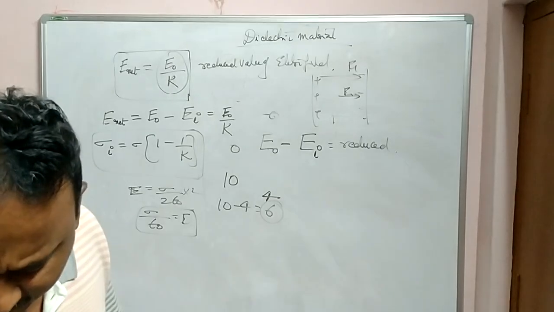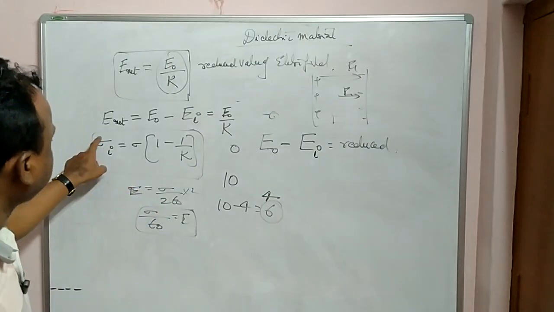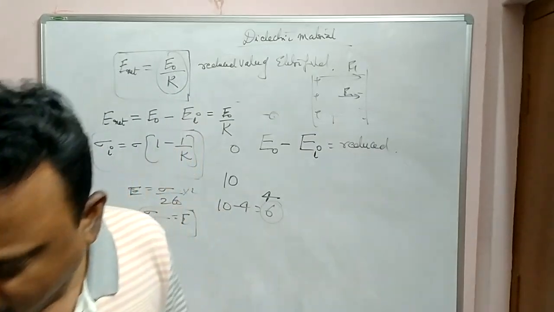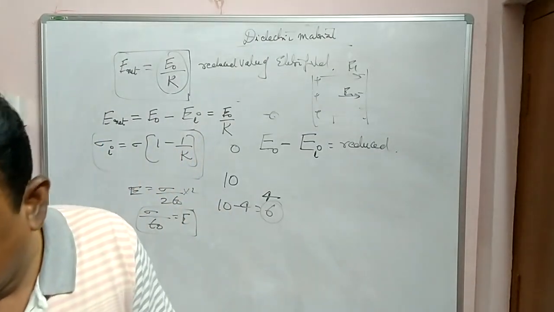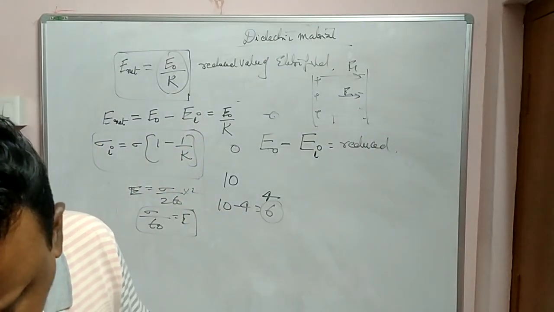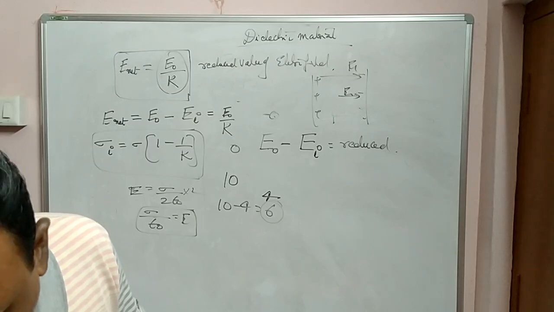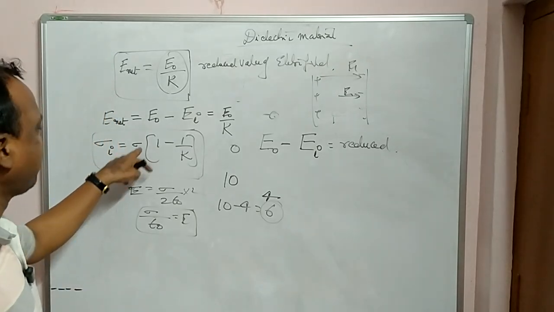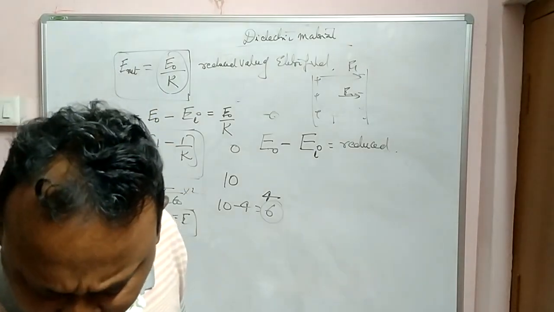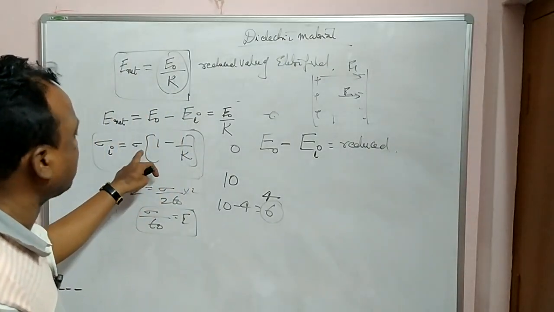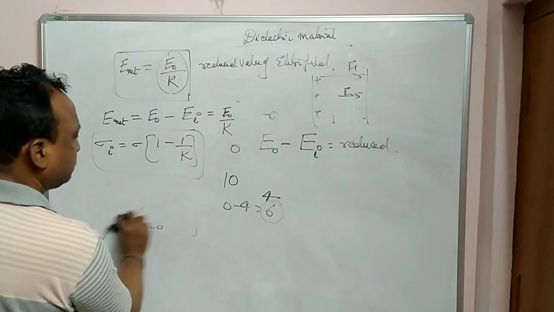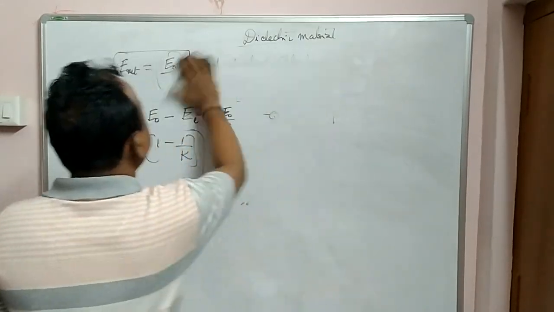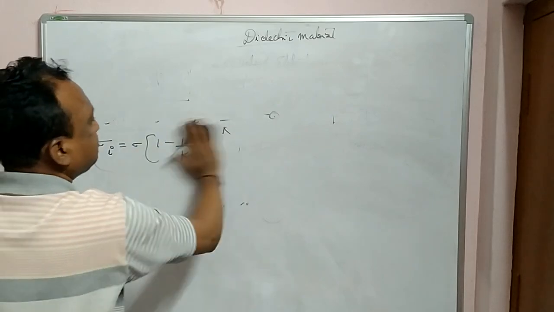Okay? So you can use this formula, sigma induced is equal to sigma into 1 minus 1 by k, where k is the dielectric constant, while solving numerical problems. Sigma induced is the induced charge density and sigma is the original value. Sometimes this can be used as sigma naught also. Clear? Right. Now let us go still further.